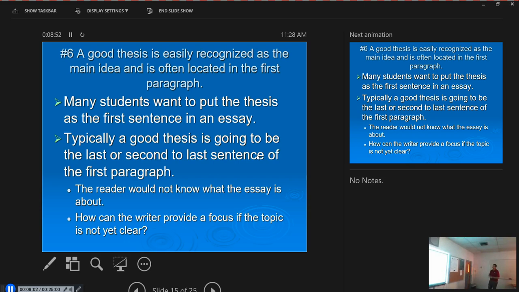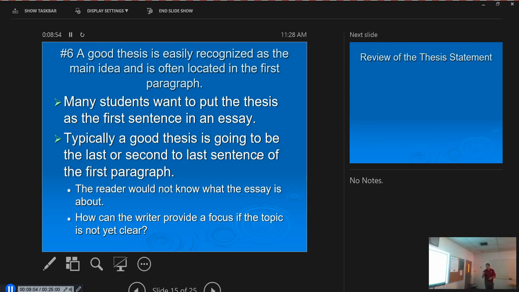Okay, and I touched on this Friday, but just to reiterate, a good thesis is easily recognized as the main idea and is often located in the first paragraph. The reason why I say often is sometimes writers will write what's called a lead-in. A lead-in is a paragraph before your introduction whose sole purpose is to catch the reader's attention. But at the end of the introduction, we should have our thesis statement. Typically, a good thesis is going to be the last or second to last sentence of the first paragraph.